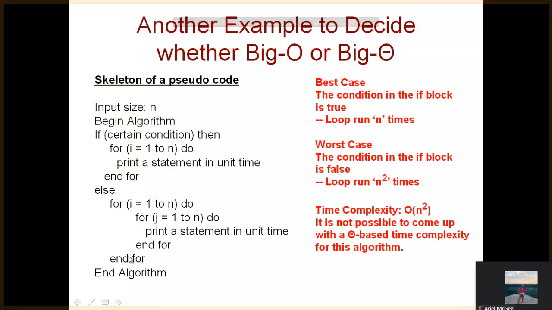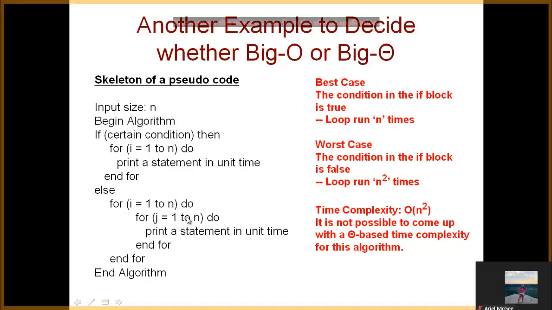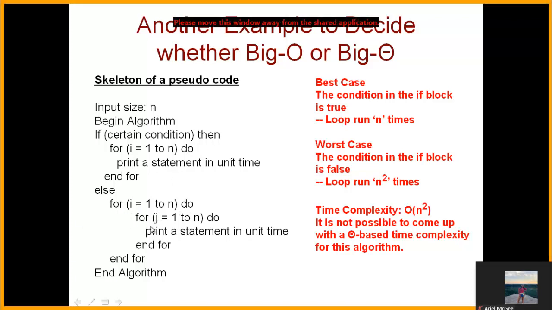Inside the else block we are writing a nested for loop, for i going from 1 to n. That's like a loop index. Now for each value of i, you do what is inside that outer for loop. So you have another for loop where you say j equals 1 to n, and you print a statement. That means for a given i, you run the j loop from 1 to n.